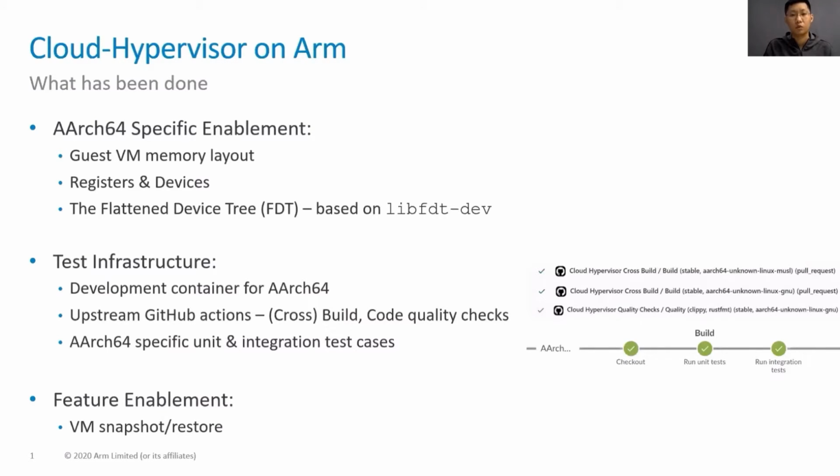Our second contribution is the ARM64 test infrastructure. This part firstly includes the enablement of the development container, as every development and test script is executed in the container. After the CloudHypervisor was enabled on ARM, we then added the ARM64 specific checks as well as the unit and integration test to the community CI.